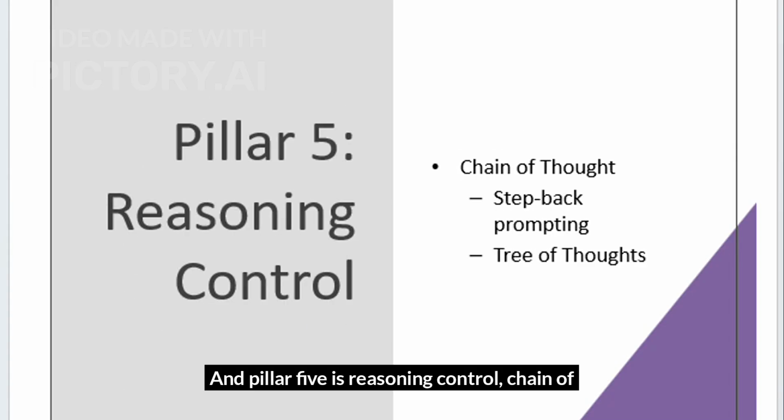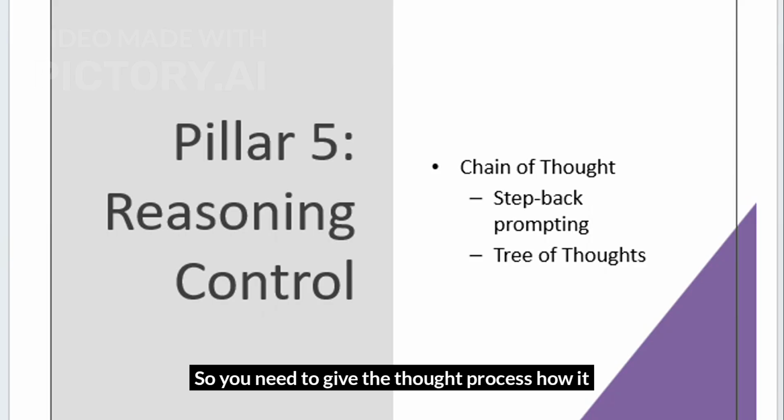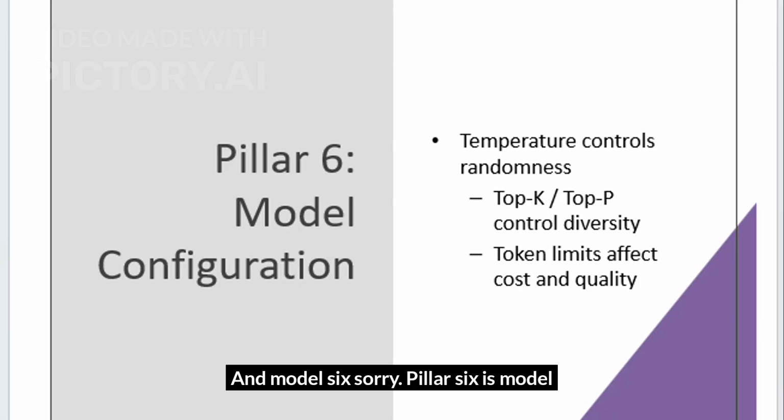Pillar 5 is reasoning control: chain of thought, step-back prompting, tree of thoughts. For reasoning tasks, asking for the answer is not enough. You must control how the model reasons step by step, giving the thought process for what it needs to do next. Pillar 6 is model configuration. Temperature controls randomness. Even a perfect prompt can fail with the wrong temperature. Prompting and configuration always go together.